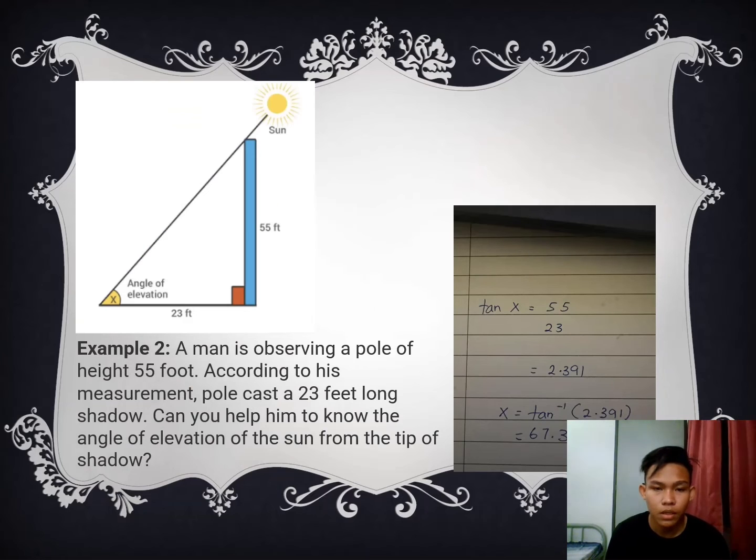Example 2. A man is observing a pole of height 55 feet. According to his measurement, the pole casts a 23 feet long shadow. Can you help him to know the angle of elevation of the sun from the tip of the shadow?